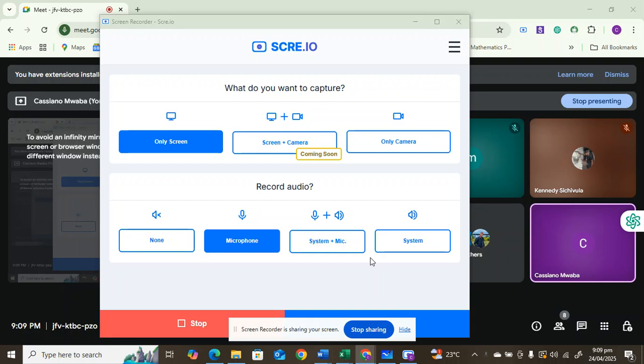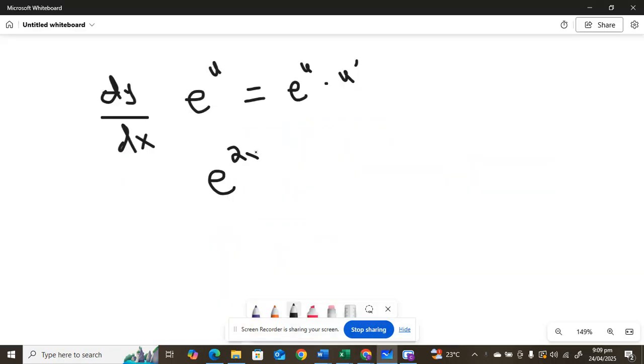Okay, and for example, they say, okay, you derive e to the power 2x. So when deriving e, remember, you write the same expression as it is. You keep it the same. Then, after you've written the same expression, you derive the exponent.